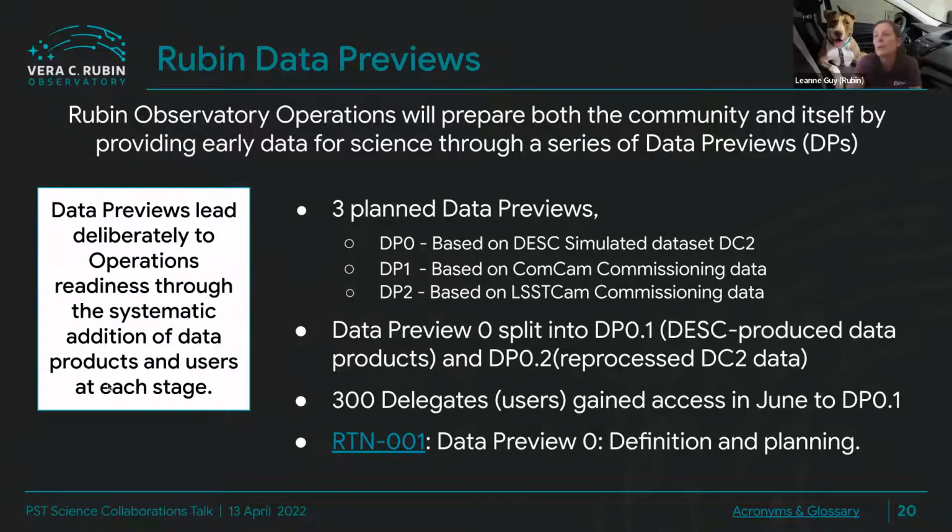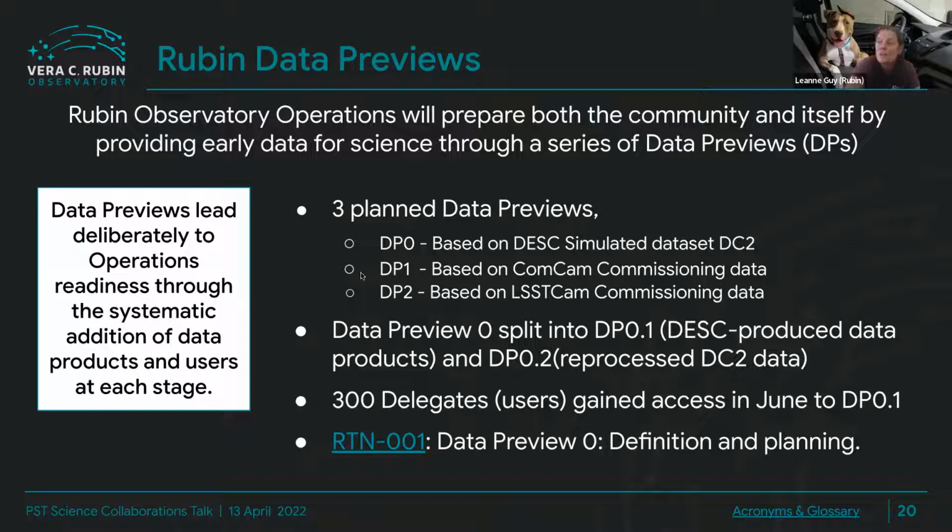Okay. So as most of you probably know already, Rubin Observatory Operations is preparing the community and itself for operations by providing data for doing science through a series of data previews. So this is to avoid, with data release 1, just putting the science platform out there when nobody's ever used it, nobody's ever tried it. We're scaling up both ourselves and the community to be ready to exploit science when it comes with the first data release.